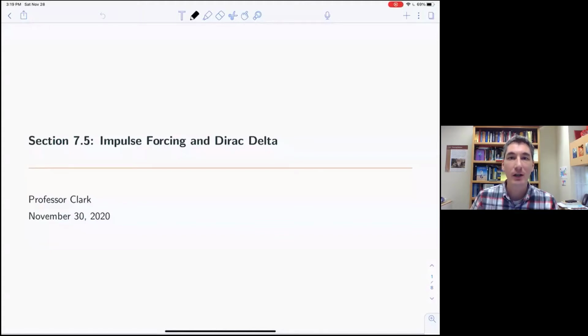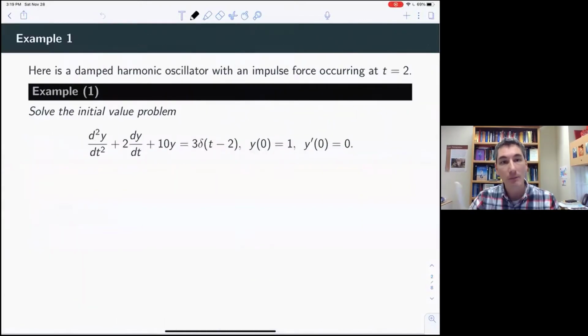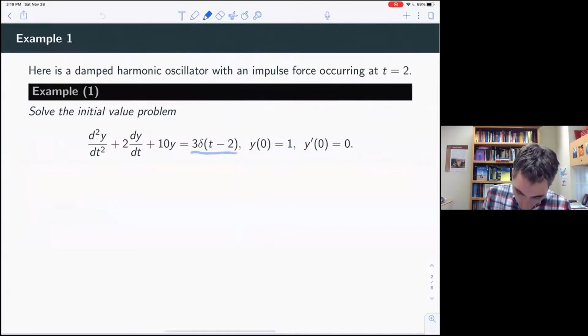And in this video, we're going to be looking at an example for how to solve a second order differential equation with impulse forcing. Let's take a look. So we've got a damped harmonic oscillator here, impulse forcing happening at time t equals 2. So that's right here. You can see we've got that Dirac delta giving you that impulse force. T minus 2 indicates that it's happening at t equals 2 seconds.